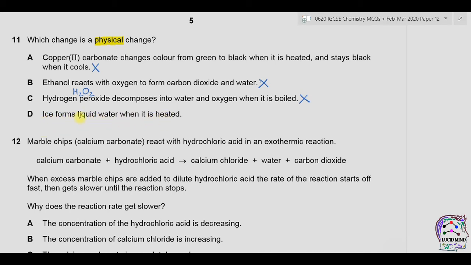Now D is a physical change because ice can be converted into liquid water upon heating and liquid water can be reversed back to ice upon cooling. So therefore D is the correct option as it shows the physical change.